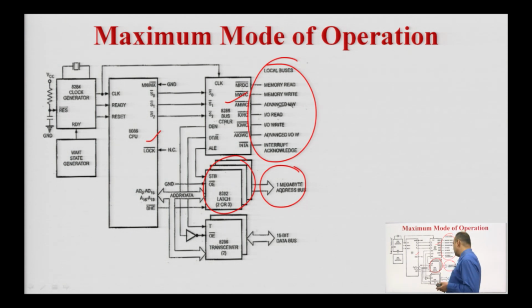The data receivers are used to enhance the driving capability. Here the 16-bit data bus comes, and with the help of that we are able to give the address of 64 kilo input output devices. So, this is the maximum mode of operation.